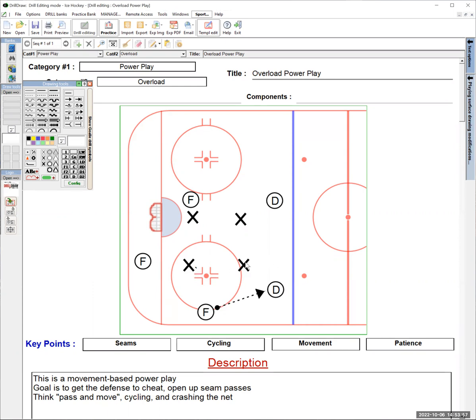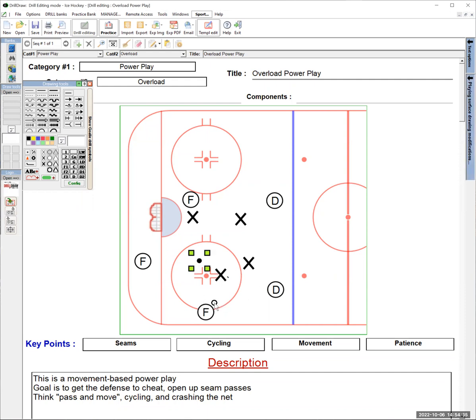What we might expect is for this D to cheat up in this direction, or potentially even for this D to slide up too far. And now what we're looking for is this winger to slide in this direction, looking for a return pass coming at him, again exploiting the seams if the defense alters the shape of the box and opens up gaps. So we look to hit and move and hit those seams wherever possible.